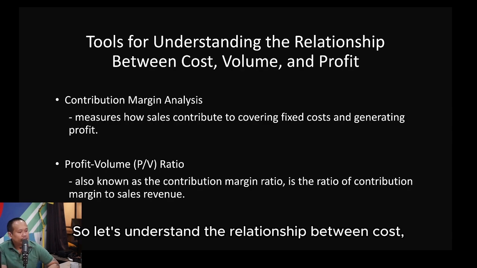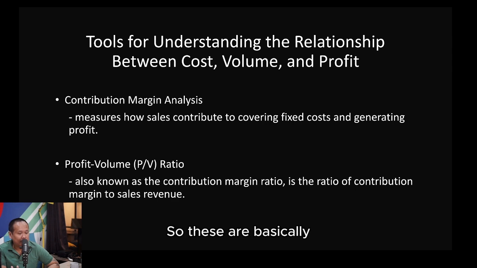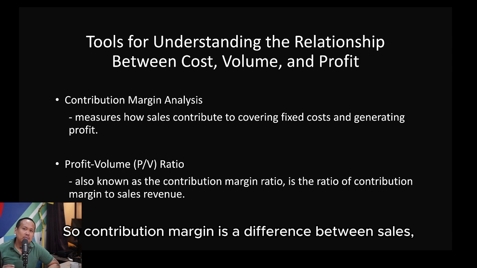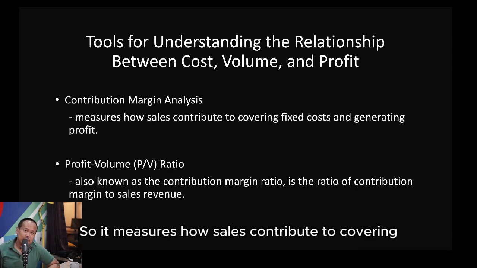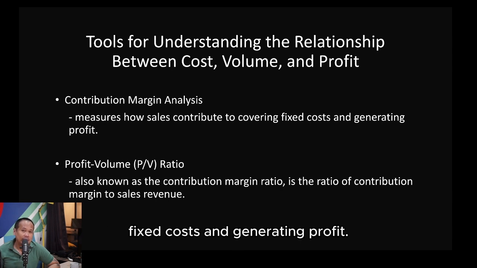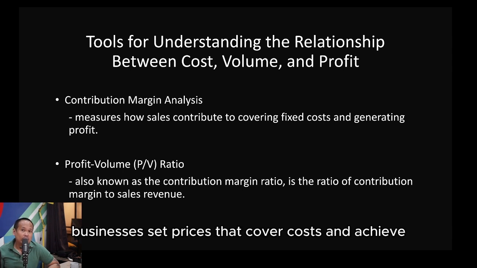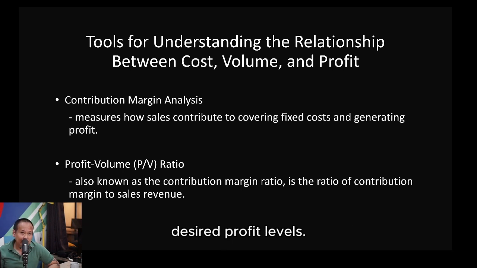So let's understand the relationship between cost, volume, and profit. These are basically the two major tools that we use for the CVP analysis. Contribution margin is the difference between sales revenue and variable cost. It measures how sales contribute to covering fixed costs and generating profit. Understanding the contribution margin helps businesses set prices that cover costs and achieve desired profit levels.